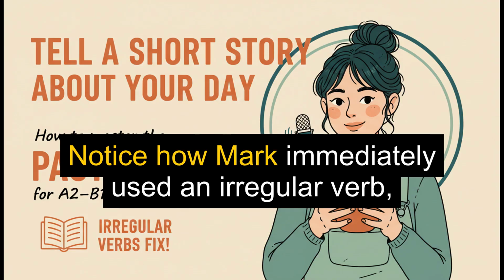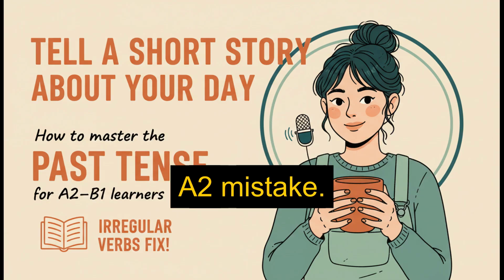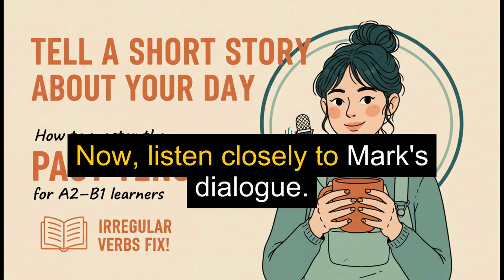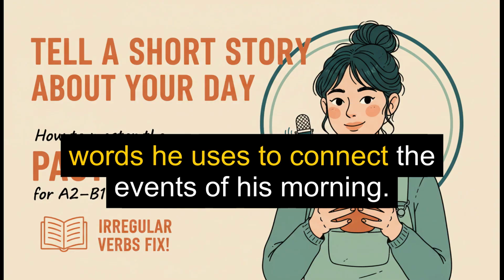Excellent. Notice how Mark immediately used an irregular verb, went wrong. That's already better than gone wrong, which is a common A2 mistake. Now, listen closely to Mark's dialogue. We are looking for the irregular verbs and the natural linking words he uses to connect the events of his morning.